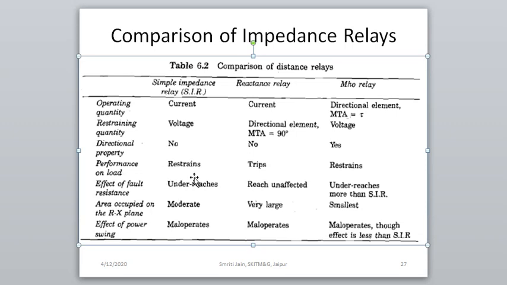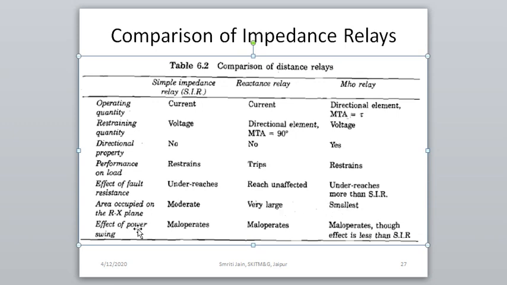On load, only the reactance relay trips. On load performance is good for the simple impedance relay and the Mho relay; they don't trip. The effect of fault resistance, that is the arc resistance, is observed on the simple impedance relay as well as the Mho relay. The reach of the relay remains unaffected in the reactance relay. The area occupied on the RX plane is moderate for the simple impedance relay, however it is very large for the reactance relay, and it is the smallest for the Mho relay.